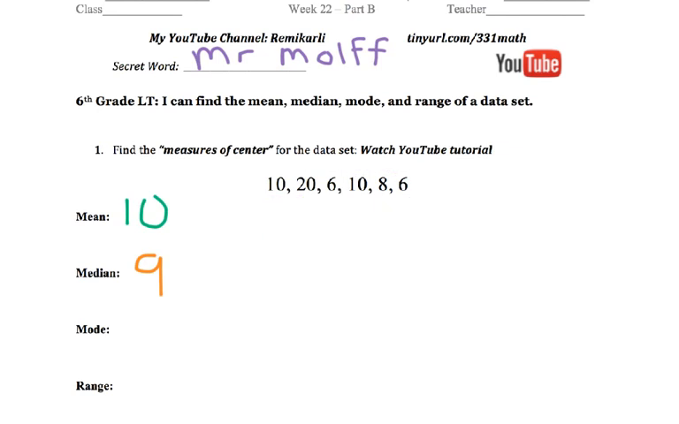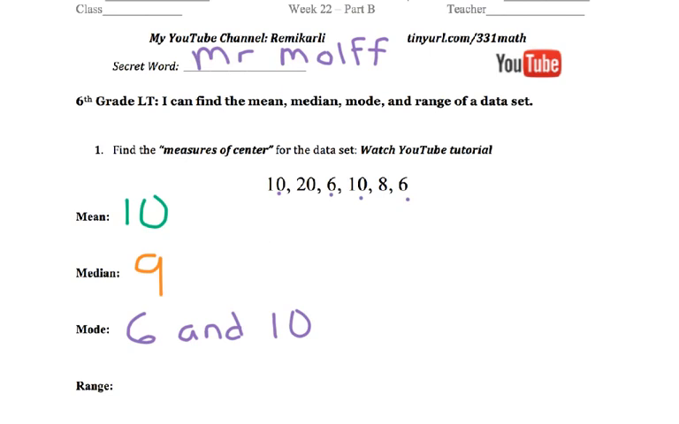Alright, and then the mode is whatever numbers show up the most. So in this problem, I see that we have two 10s, but then we also have two 6s. So in this problem, there are two modes. We would say that the mode is 6 and the mode is 10.